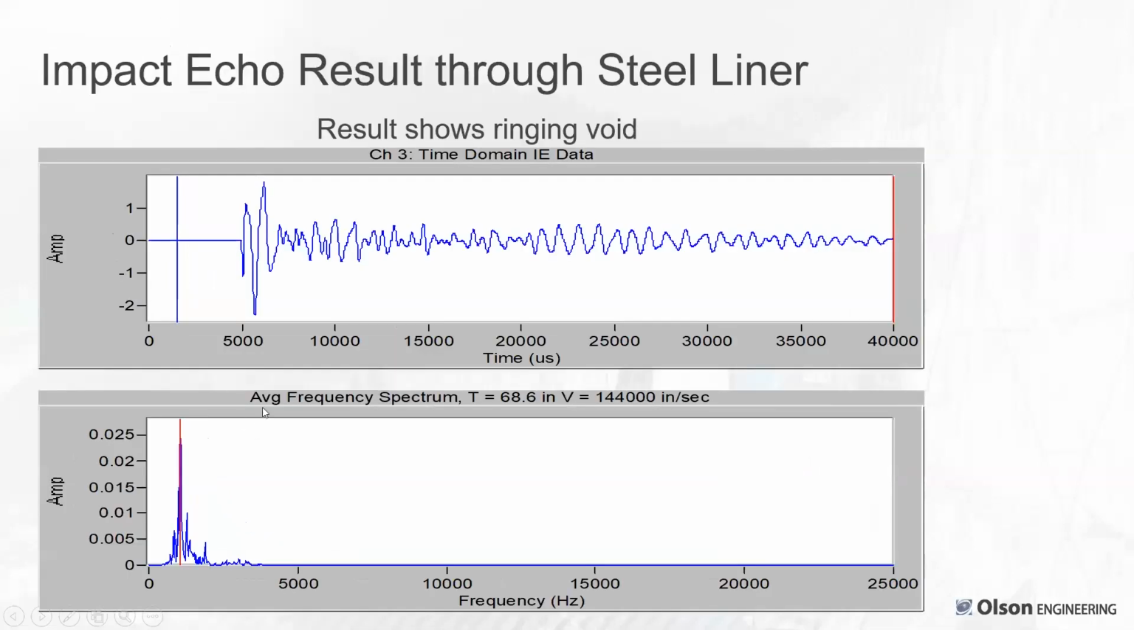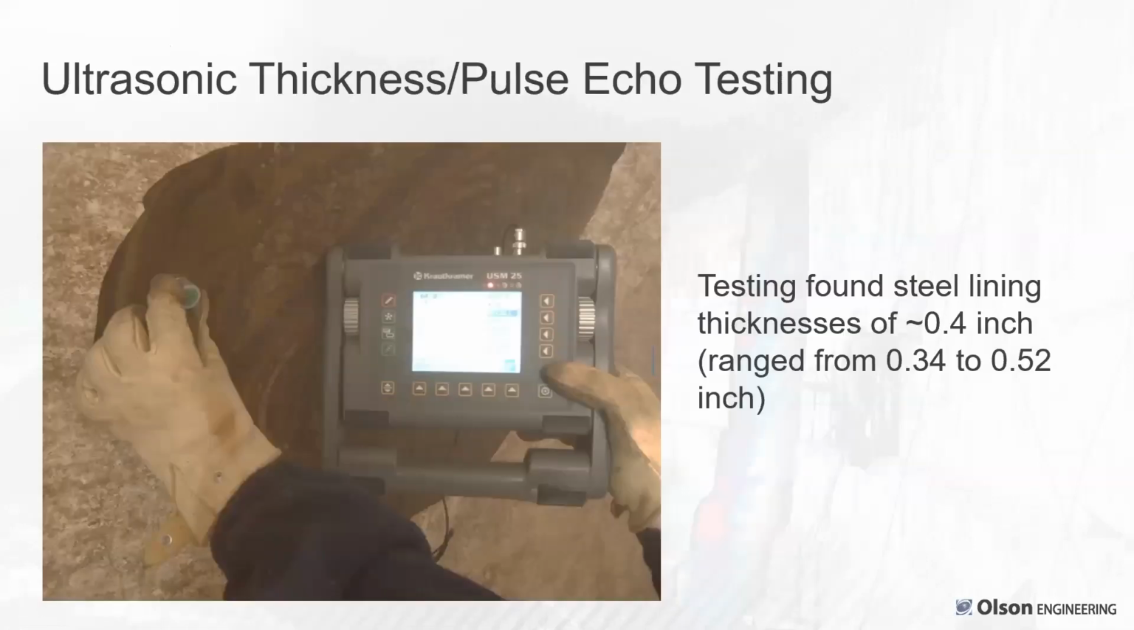Another area had a problem. Most of it was well-bonded steel, but this ringing result indicated a void condition, that it was not well-bonded from the steel lining to the concrete, and it was just ringing with a high amplitude result. We couldn't see the echo, but we did know there was no contact with the steel pipe lining at that point with the concrete.